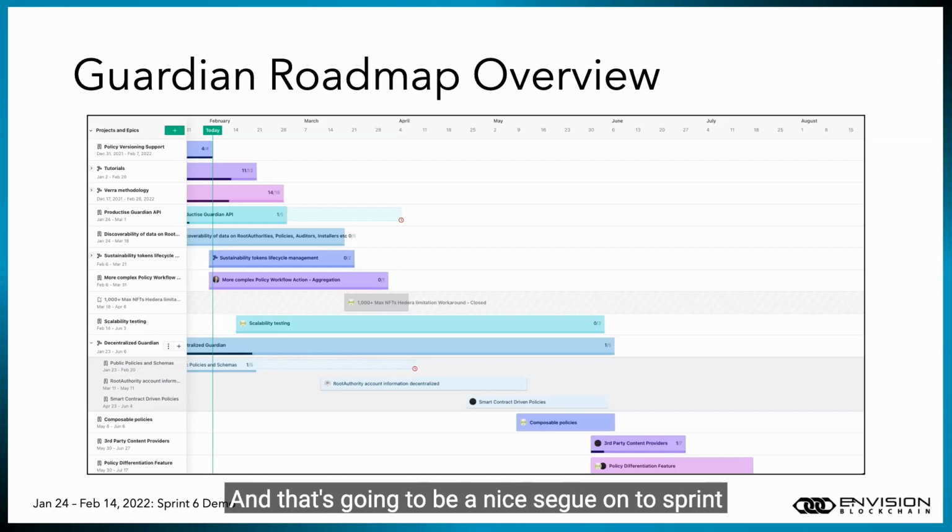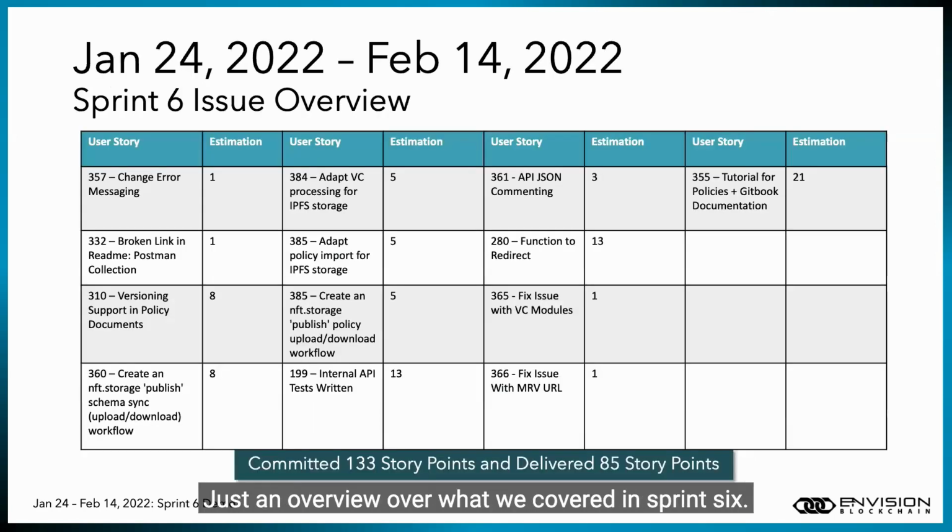and that's going to be a nice segue onto Sprint 6 because we've uncovered a couple of ways that we can put some of the elements and the components of the Guardian in a decentralized fashion. Just an overview over what we covered in Sprint 6. So Sprint 6, we committed to 133 story points and we delivered 85 story points. We typically average somewhere around 60, 65, 66 story points.